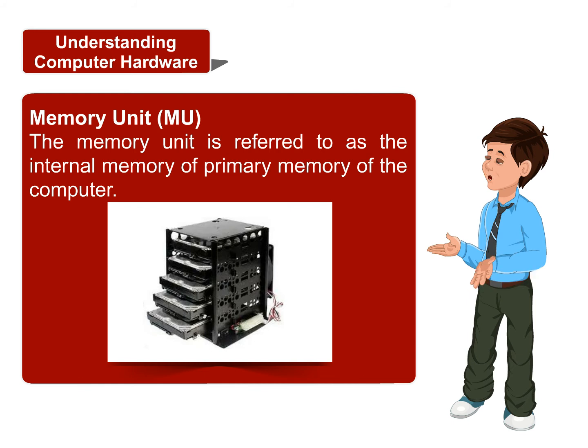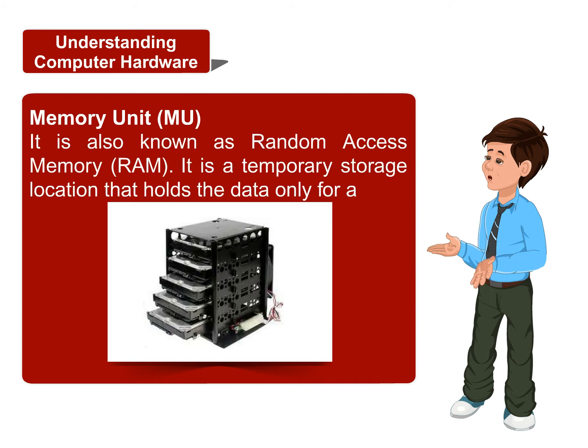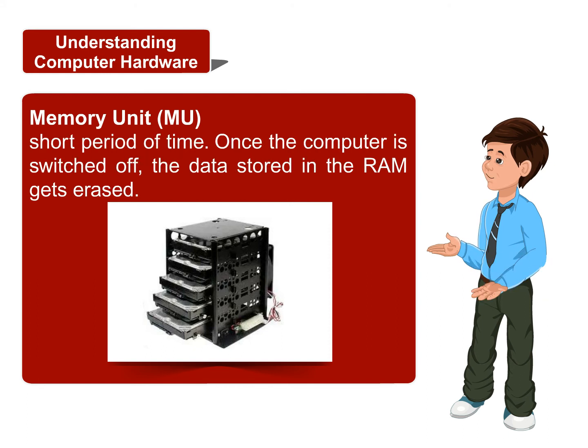Memory unit, MU. The memory unit is referred to as the internal memory or the primary memory of the computer. It is also known as random access memory, RAM. It is a temporary storage location that holds the data only for a short period of time. Once the computer is switched off, the data stored in the RAM gets erased.